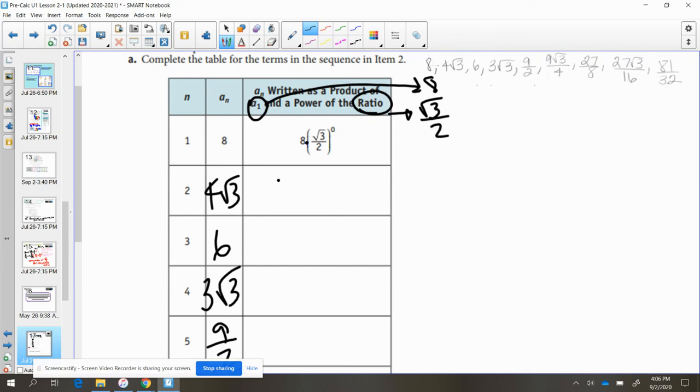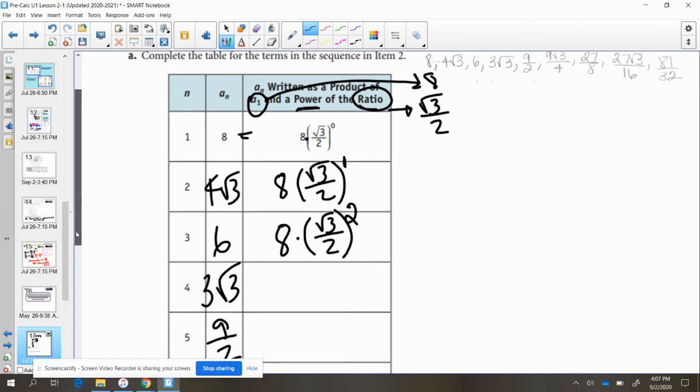So notice 8 times the square root of 3 over 2 to the first power is going to have us equal 8. And in order to get 8 times the square root of 3 over 2 to equal 4/3, square root of 3 over 2 would have to be risen to the power of 1. And to get 8 times the square root of 3 over 2 to equal 6, the square root of 3 over 2 would have to be risen to the second power. Are you seeing a pattern?